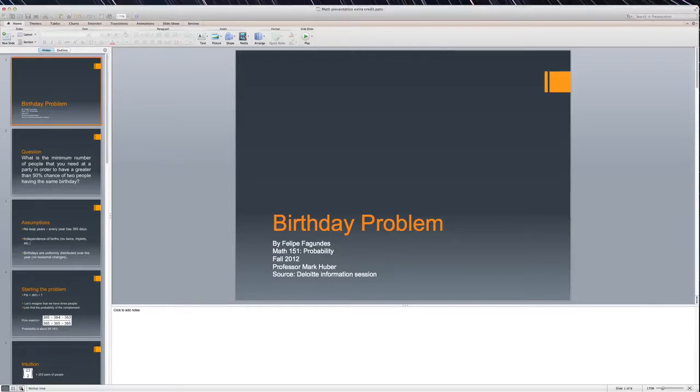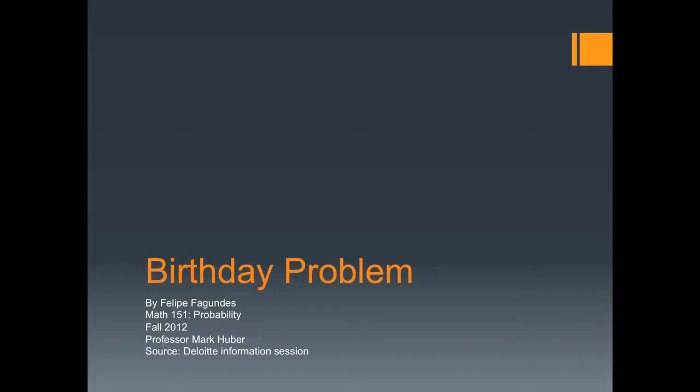Alright, so the problem that I decided to tackle is the birthday problem, and I came across this problem during a Deloitte information session. The guest speaker was talking about the importance of clearly thinking about problems, and he posed the question of what we thought would be the minimum number of people that we needed to have in a room in order to guarantee at least a 50% chance of two people being born the same month and day of the year. So not necessarily the same year, but just same month and day.